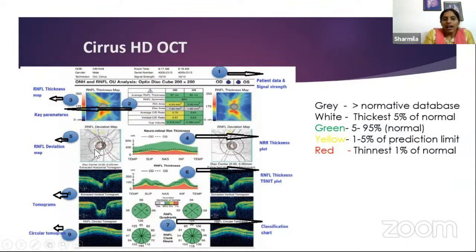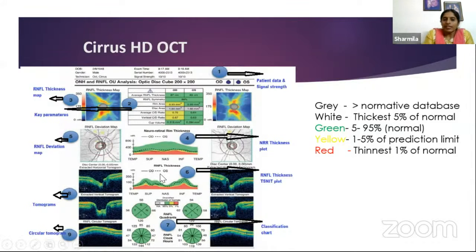And then you have the RNFL deviation map. This is basically showing how much this patient is deviating from the age-matched normals. And here you can see that there are 3 rings. The inner ring is the cup margin, the outer ring is the disc margin, and then you have the RNFL measurement circle. So the NRR, which is actually the distance between the cup margin and the disc margin, is displayed here. And you have it for the right eye and the left eye as a straight line and a dotted line. It predominantly falls in the green shade. I'll come to the colors a little later.